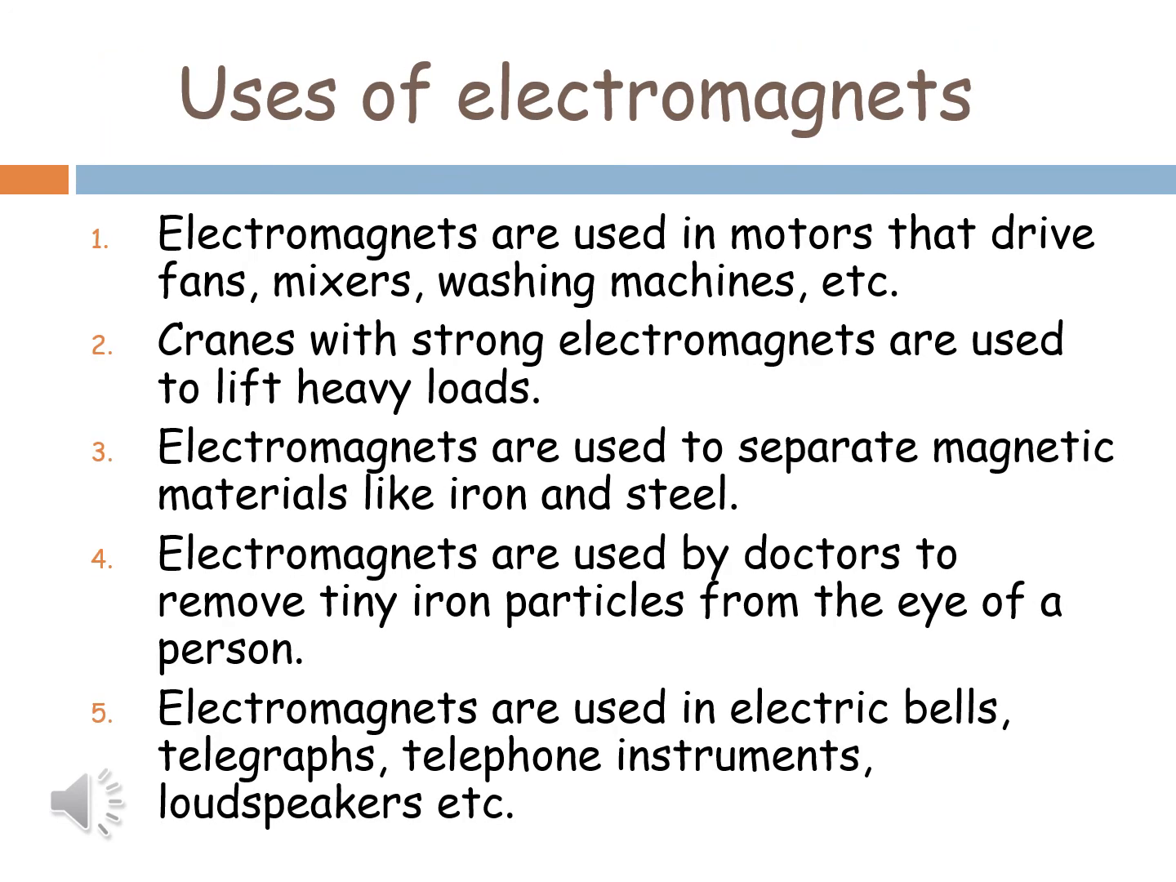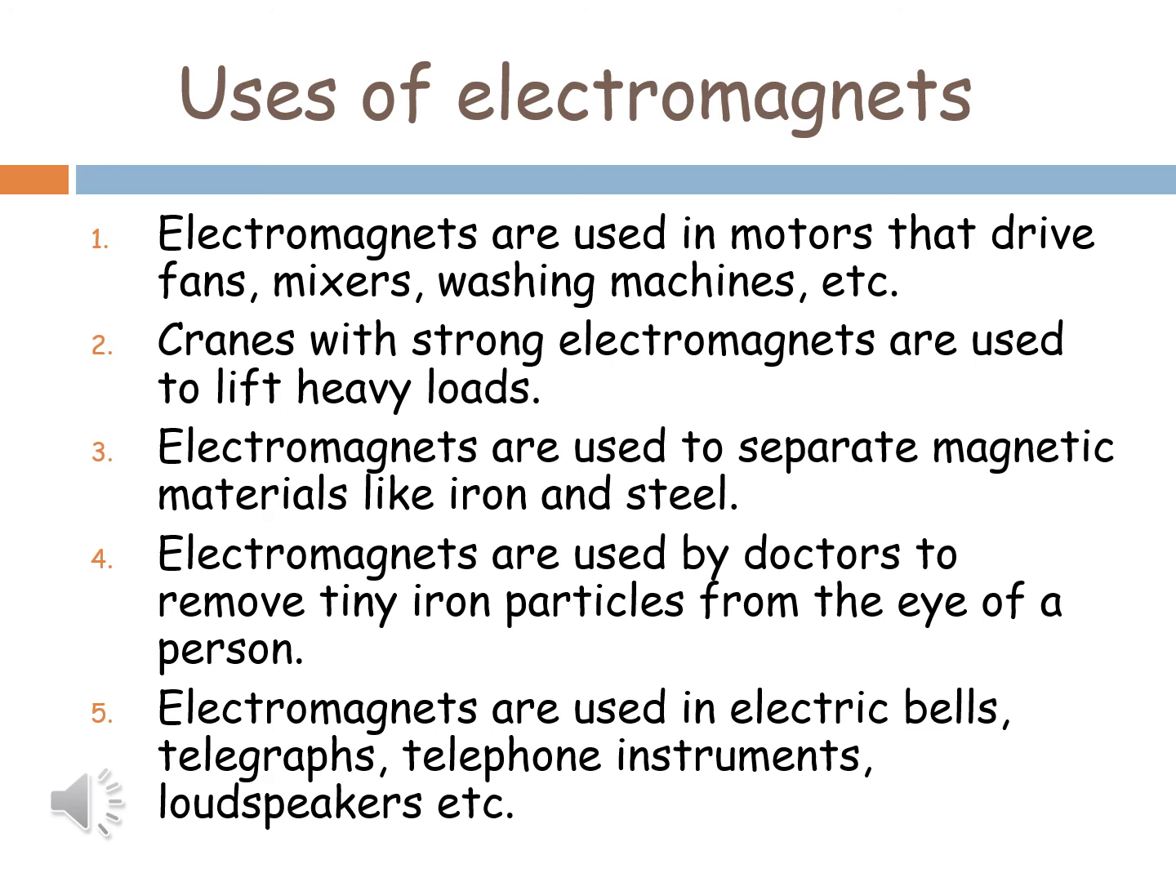Now let us discuss the uses of electromagnets. Electromagnets are used in motors that drive fans, mixers, washing machines, etc. Electromagnets are also used in cranes. These are used to lift heavy loads like big machines, steel girders, and scrap iron objects for loading and unloading purposes. Electromagnets are also used to separate magnetic materials like iron and steel objects from a heap of junk metal scrap.